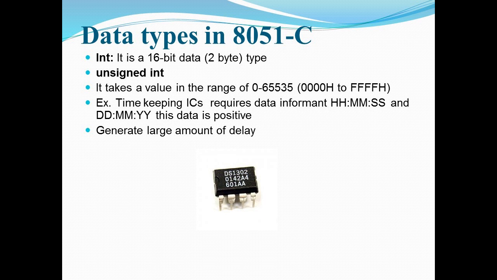So very rarely do we use the integer data type, and that too the unsigned integer data type. Integer data type is rarely used because it requires 2 bytes of data storage, whereas the 8051 can process only 8 bits at a time. So in the case of the 8051, the integer data type is very rarely used. In some cases, the integer data type is used to generate a large amount of delay.